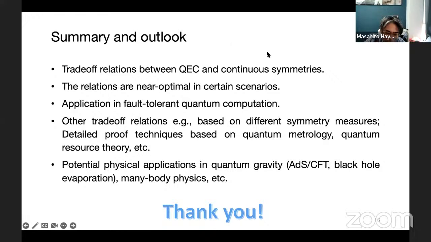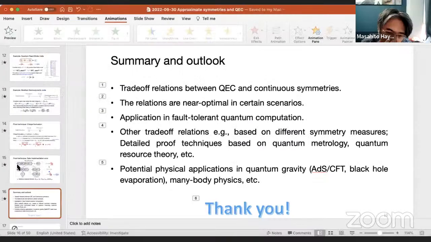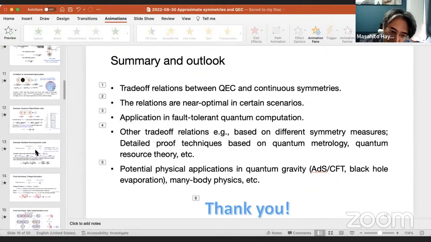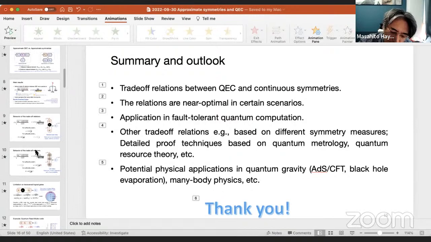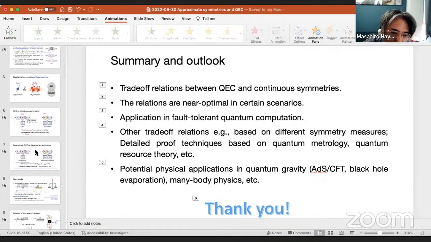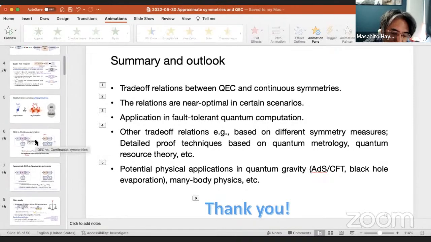Sorry, one question. In this talk, you consider a continuous operation. I'm slightly confused, but usually in quantum computation, we only use some discrete parameters, the discrete operation. So why do you consider a continuous operation?